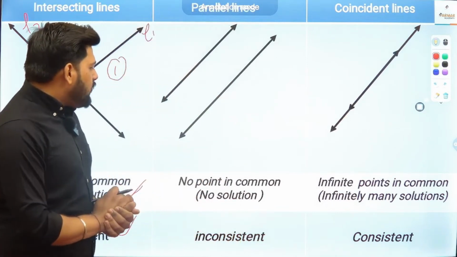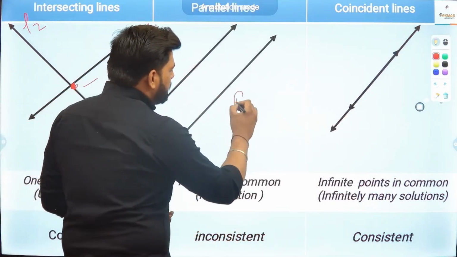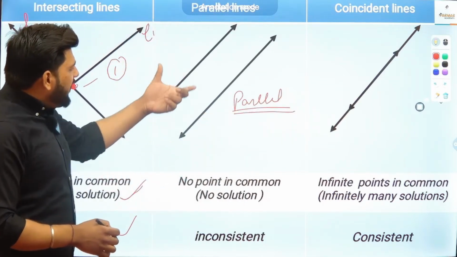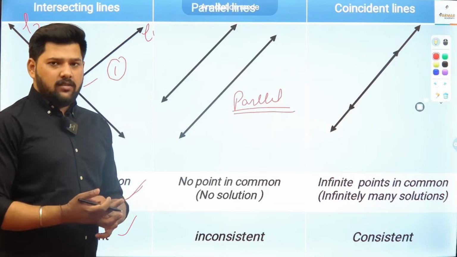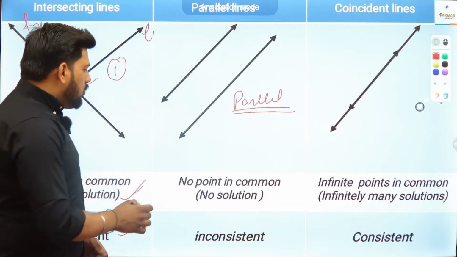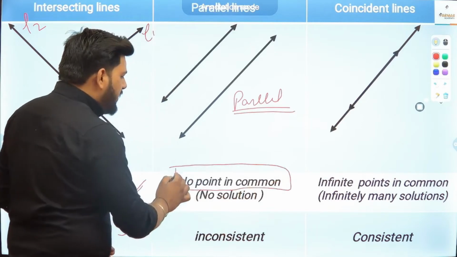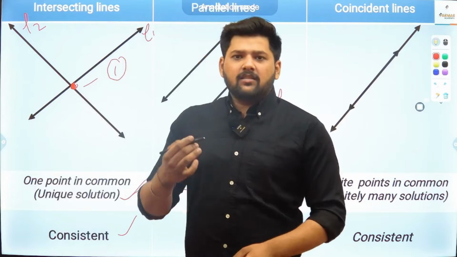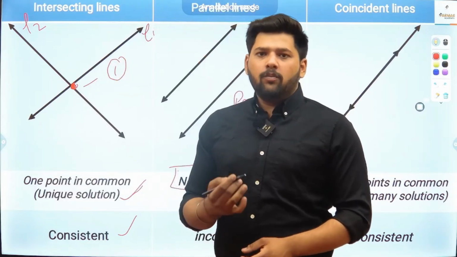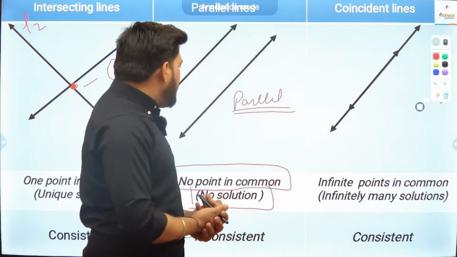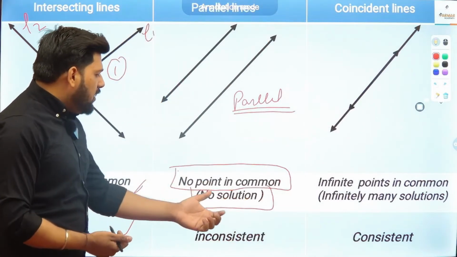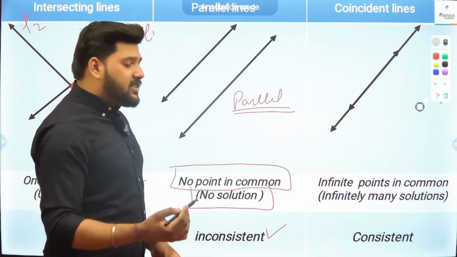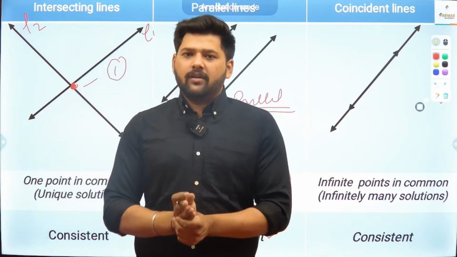For the second case, when the lines are parallel. Now look at here. Between these two lines, there is no common point. So we will say that there is no solution, because I will repeat, a solution is the common point to both the equations or both the straight lines. As there is no common point, there is no solution, and the system is called an inconsistent system, where a solution is not possible.